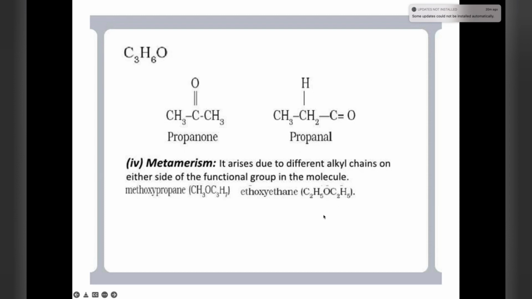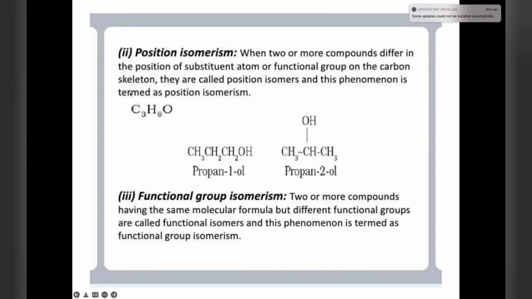Now, next position isomerism. When two or more compounds differ in the position of the substituent atom or functional group on the carbon skeleton, they are called position isomers. C3H8O, propan-1-ol and propan-2-ol, CH3CH2CH2OH. Here this OH is going on top of this, and because of that this H gets attached here in this position, and it becomes CH3CHOHCH3.